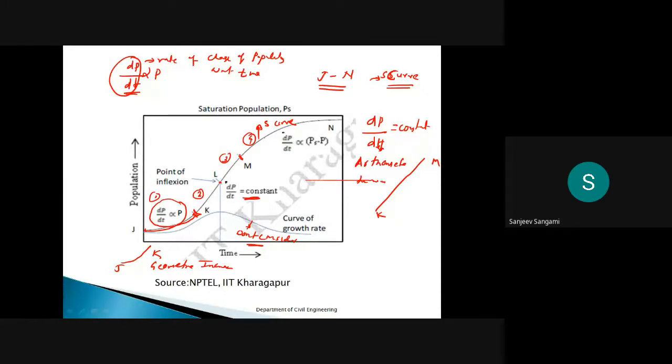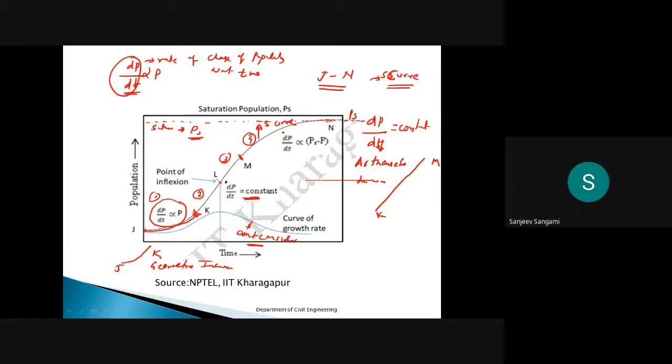Then from M to N, slowly again it is increasing. When it reaches N, you can see that it is looking parallel, and when you extend it, the curve will be like this. Normally we call this the saturation point, designated by the saturated population, PS.